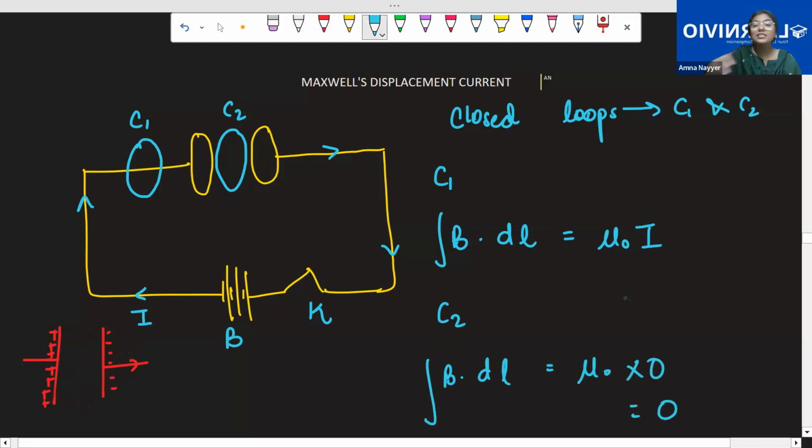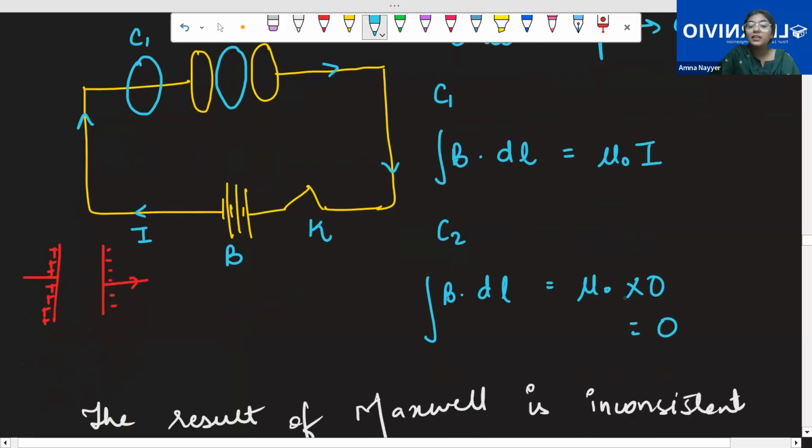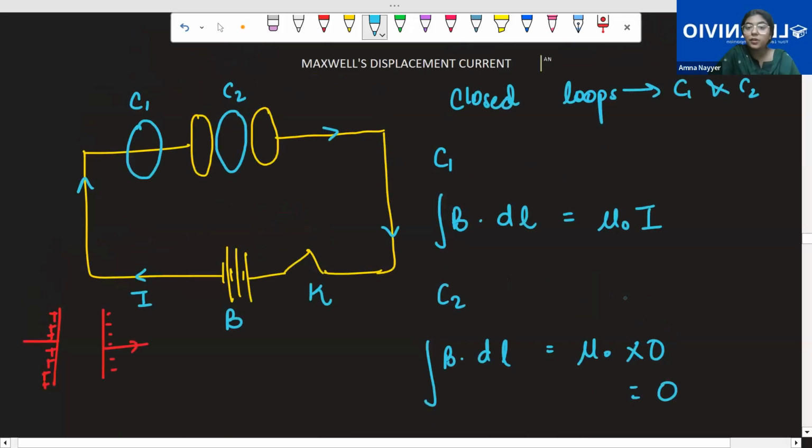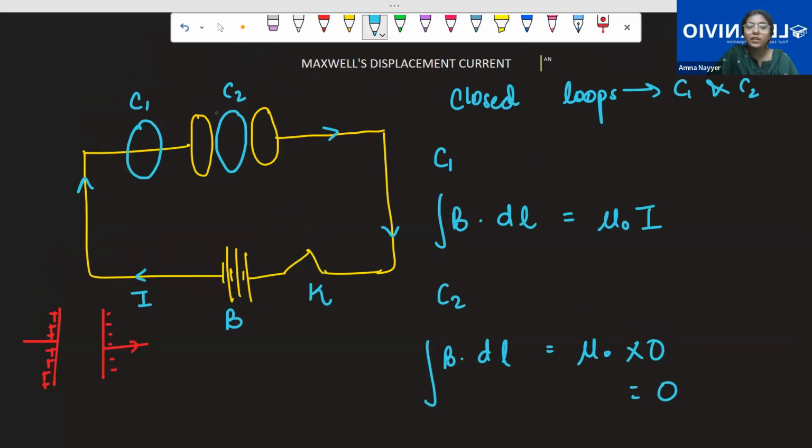That is 0. So there is a discrepancy between closed loop 1 and closed loop 2. These loops are giving different values. It means Ampere's circuital law is inconsistent. If it is consistent, then everywhere it should give you the correct answer. But here in between, it's coming 0. Either Ampere's circuital law is incorrect, or something was there which Maxwell was doing incorrectly.